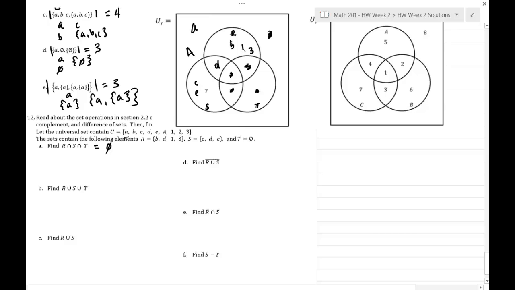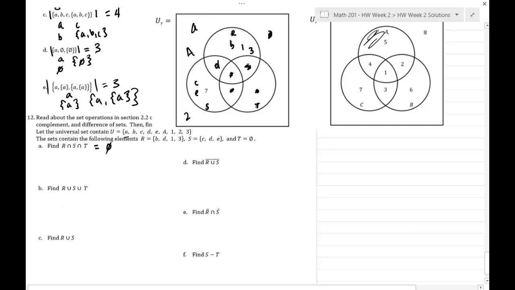1 I listed, 3 I listed, 2 I haven't. So out in region 8 contains lowercase a, capital A, and 2. Now let's look at R union S union T. So this means take everything in R, everything in S, everything in T.